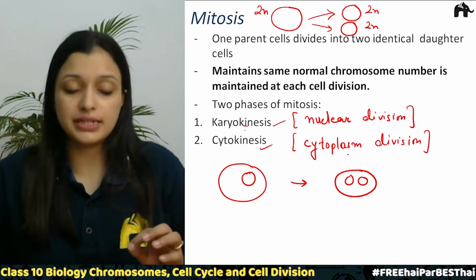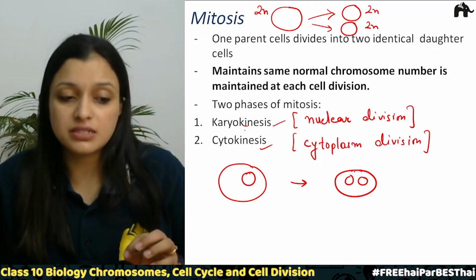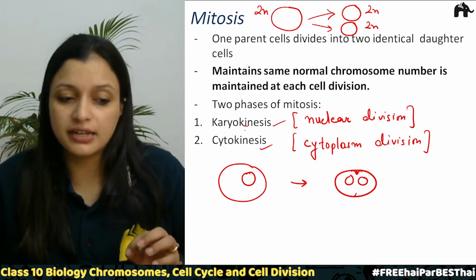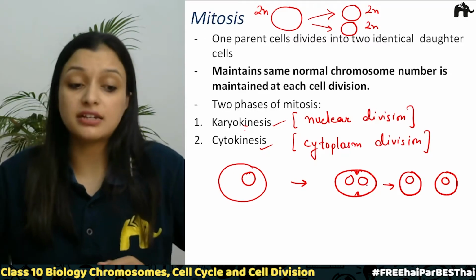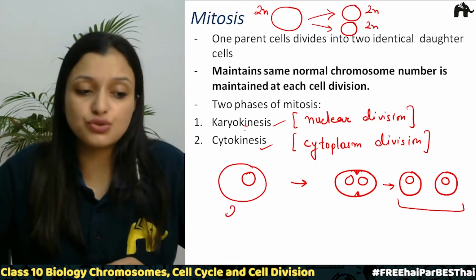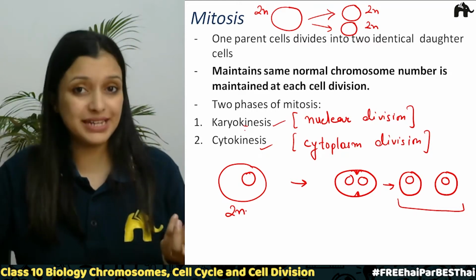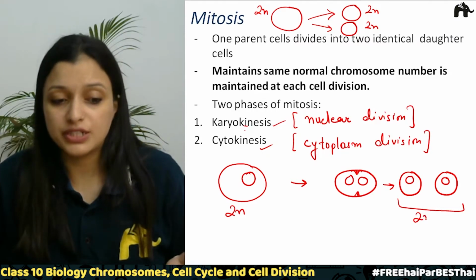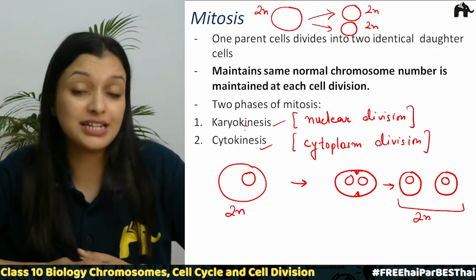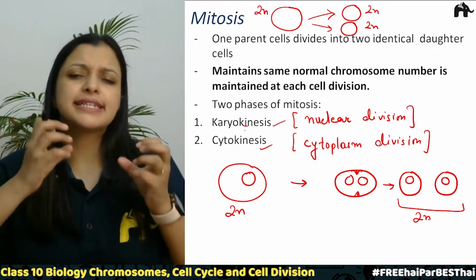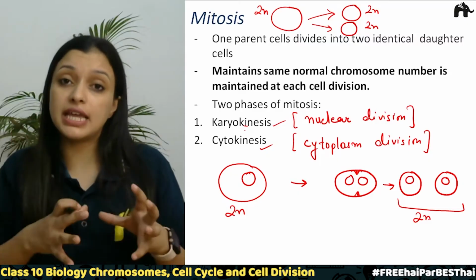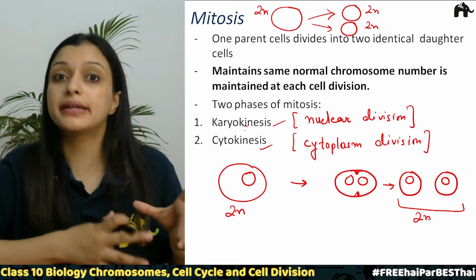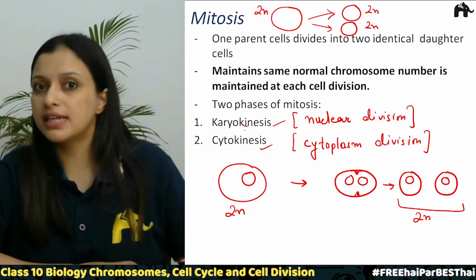Then comes cytokinesis. Now what will happen? The cytoplasm will start dividing, and it will lead to the formation of two cells. So these are the two daughter cells. Now the ploidy of the parent cell is 2n, and the ploidy of these two daughter cells is also 2n. The chromosome number is exactly the same in both of the cells, and it is the same as the chromosome number in the parent cell.